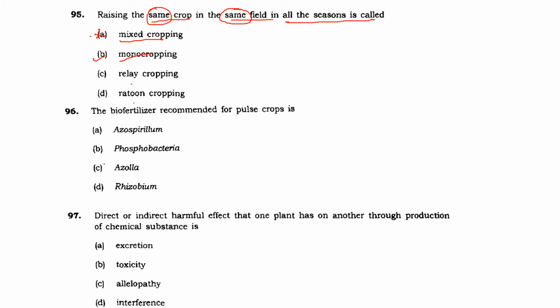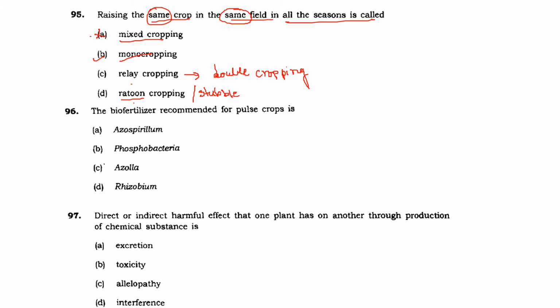But what are relay cropping and ratoon cropping? Relay cropping is a type of double cropping, where the second crop is put onto the first crop before the harvest. And ratoon cropping is another word for stubble cropping. And what is stubble? It is the underground portion which is left after the part of the plant above the land is cut off. So the next season the underground part grows again. So the answer will be monocropping for this.